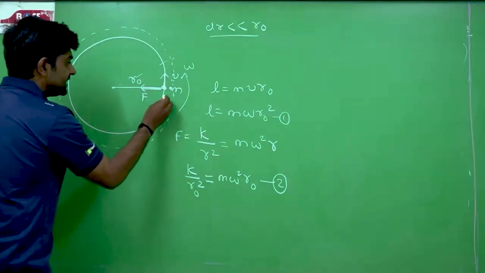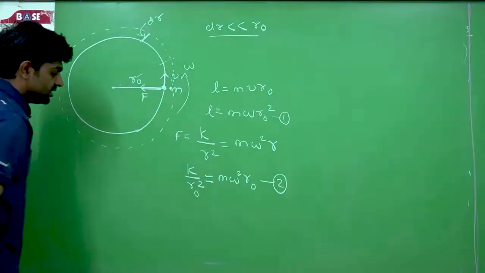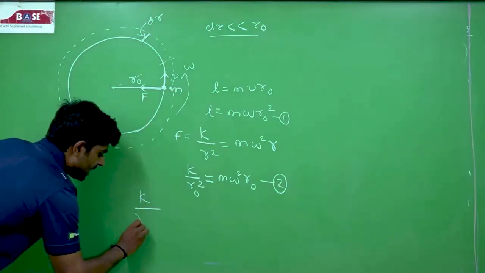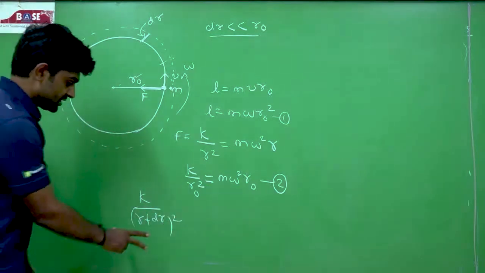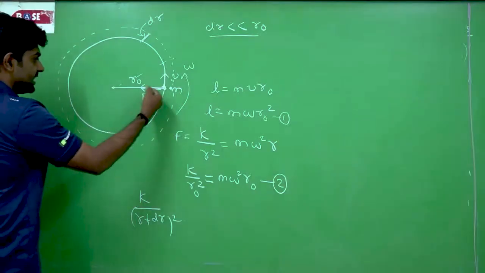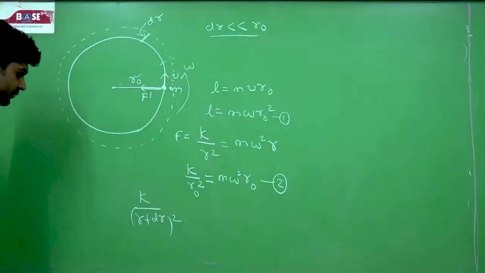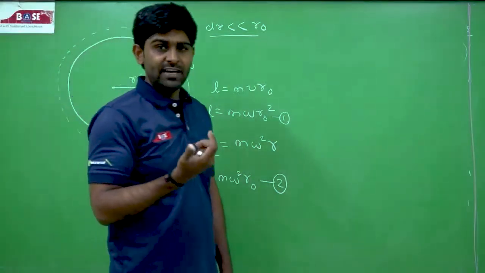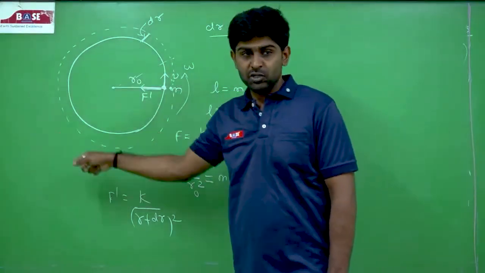Now because of this increment, this change in the length is dr. So let's see what will be the new force. The new force would be K by R plus dr the whole square. This will be the new force. If I name this one as inward force, let me call that one F dash. F dash would be the inward force. Suppose if this is inward force F dash, we could have said this F dash acts like centripetal force if it is just maintaining the circular path.